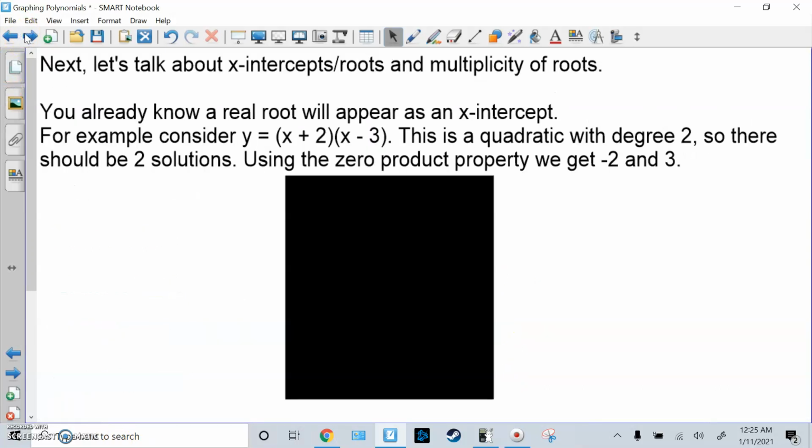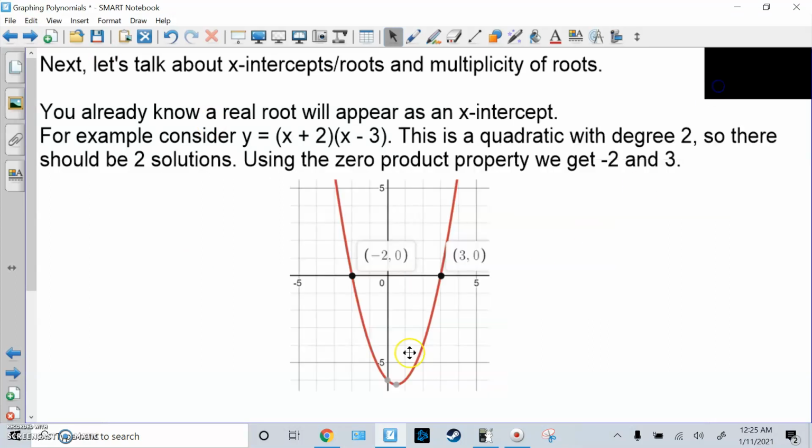Alright, now let's talk about x-intercepts and roots and multiplicity of roots. So you already know a real root will appear as an x-intercept. So for example, look at the function y equals x plus 2 times x minus 3. That is a quadratic with the degree 2. Remember, the degree tells you how many answers there are, so there's two solutions. If you use the zero product property, so set them equal to 0, you get negative 2 is one answer, 3 is another answer. Here's the graph. Negative 2 is one answer, an x-intercept, positive 3 is another answer.